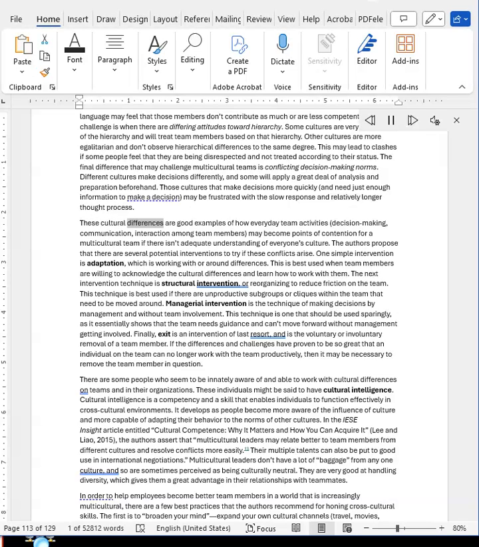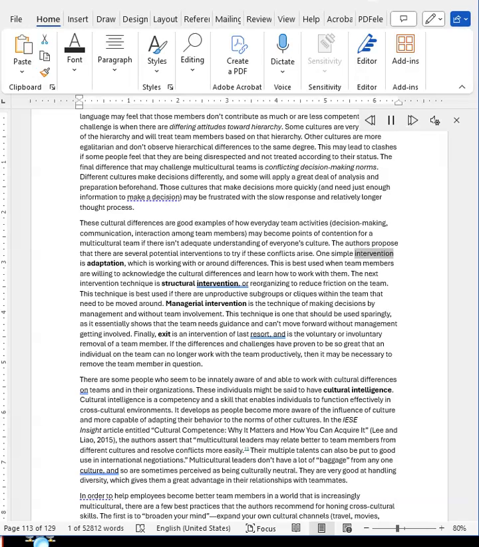These cultural differences are good examples of how everyday team activities, decision-making, communication, and interaction among team members may become points of contention for a multicultural team if there isn't adequate understanding of everyone's culture. The authors propose that there are several potential interventions to try if these conflicts arise.